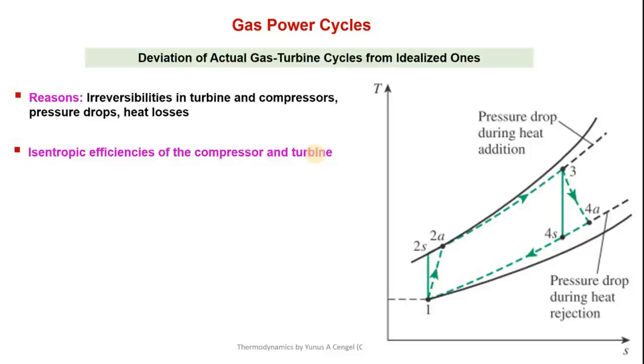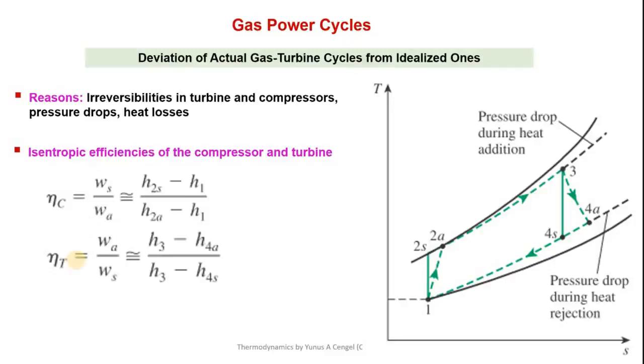So isentropic efficiencies of the compressor and turbine, we have already learned how to define. In the case of the compressor, the isentropic efficiency will be equal to the isentropic work, which is less, divided by the actual work, which is more work input to the compressor. Similarly, for the turbine, it is actual divided by isentropic. That is something we have already discussed in the chapter of steam turbines. So these are the isentropic efficiencies for compressor and turbine to account for the frictional losses.